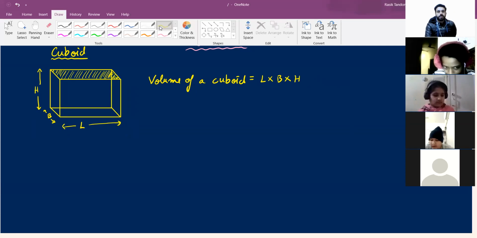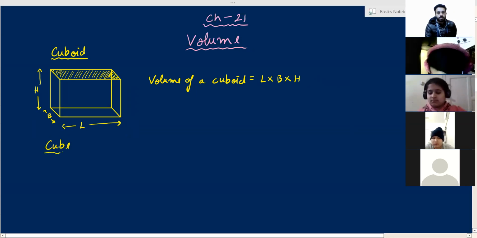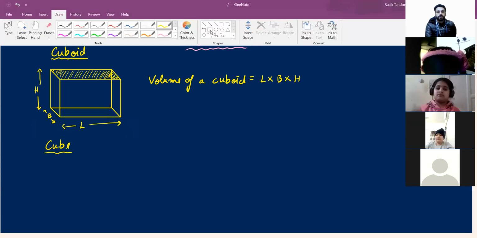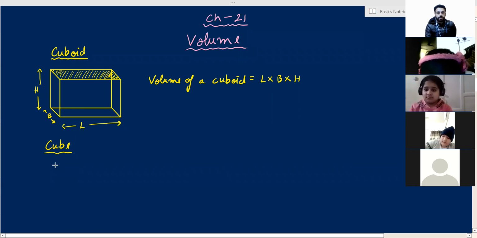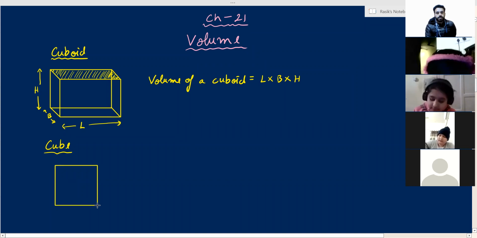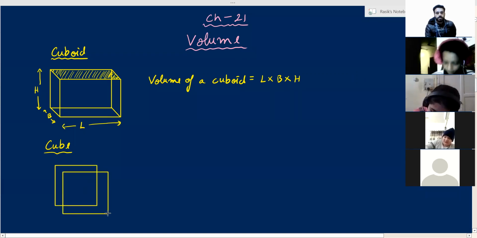The next is a cube. To draw a cube, you will draw two squares first. Make a square like this, and then make another square like this. Okay, same size.